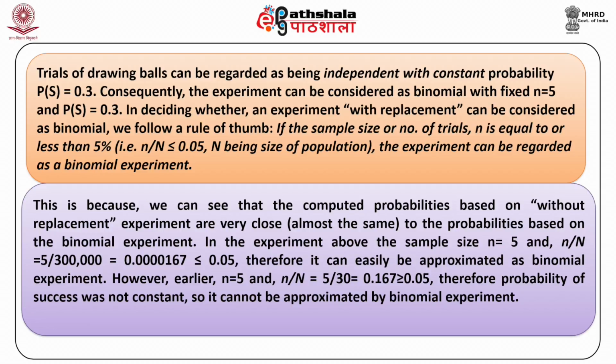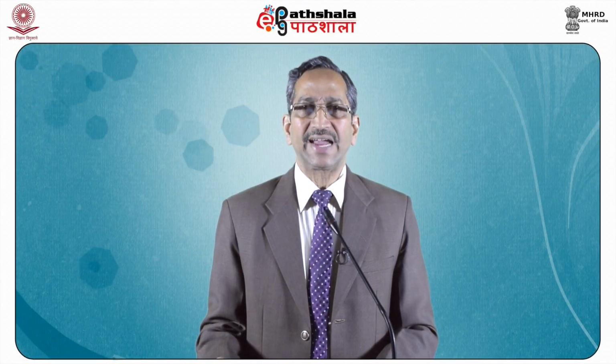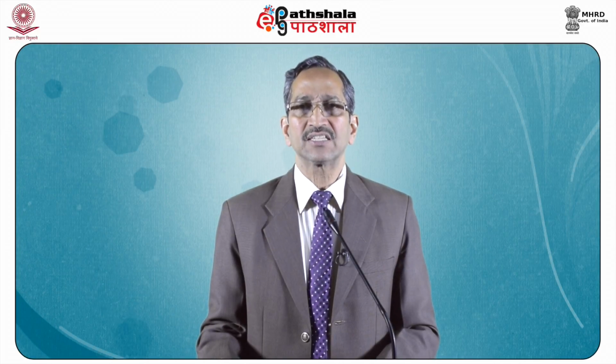However, earlier when n is equal to 5 and small n upon capital N is 5 upon 30, which is equal to 0.167, then we find this is greater than 0.05. And therefore, the probability of success was not constant, so it cannot be approximated by a binomial experiment. So students, I hope you understand when we can consider an experiment as a binomial experiment and when it is not a binomial experiment. I am sure you should be very clear and remember and understand this rule of thumb.